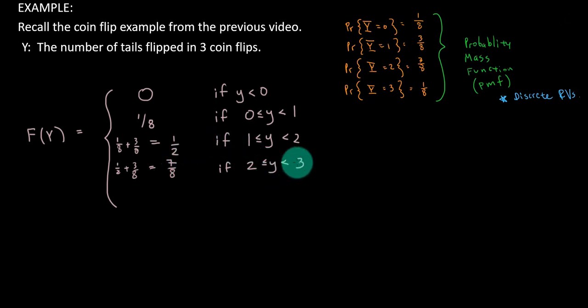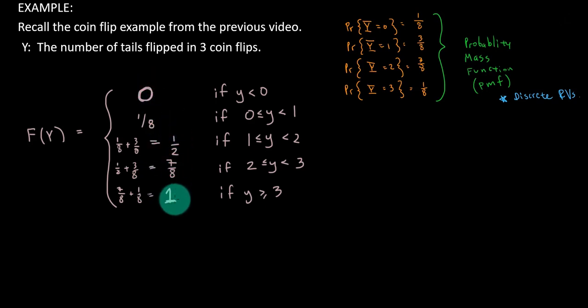And lastly, we can achieve 3 tails if y is greater than or equal to 3. We would add another 1/8 to what came previously. 7/8 plus 1/8 equals 8/8, which is a 1. All the probabilities added up must accumulate to a 1, right?